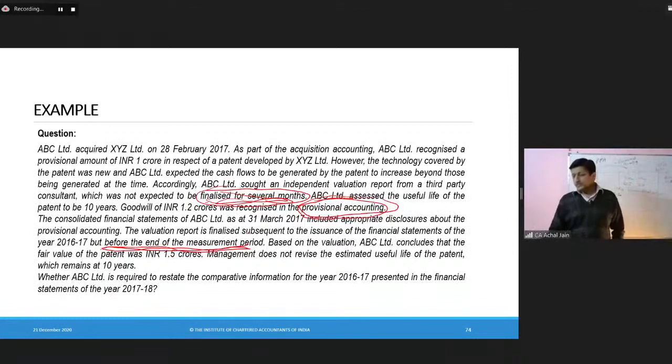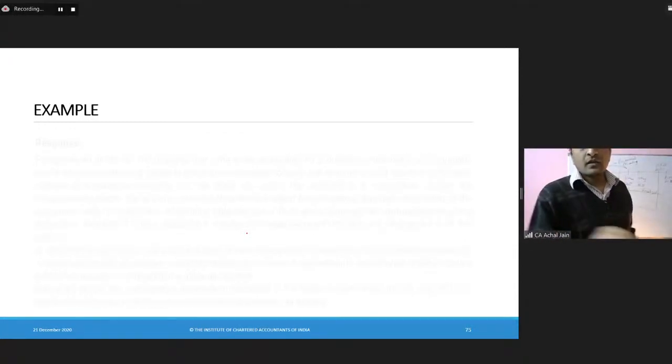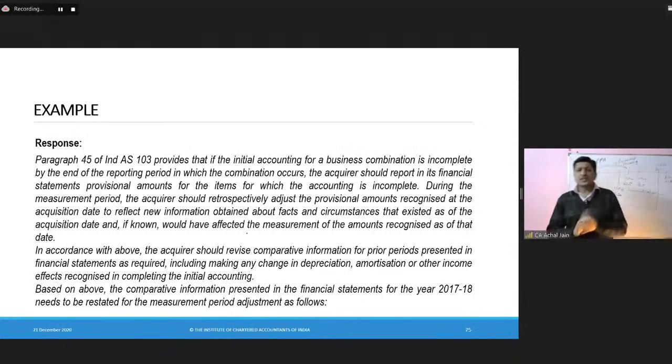Now, in this case, you need to tell how this accounting of ABC Limited should be done in the year subsequent to the year when provisional accounting is done. So that means in 17-18, how should the accounting be done by ABC Limited? Yeah, clear? Let's understand this. Okay, so let's move on to the solution. We can just read the requirements of the standard first of all, and then we'll go to the computation.